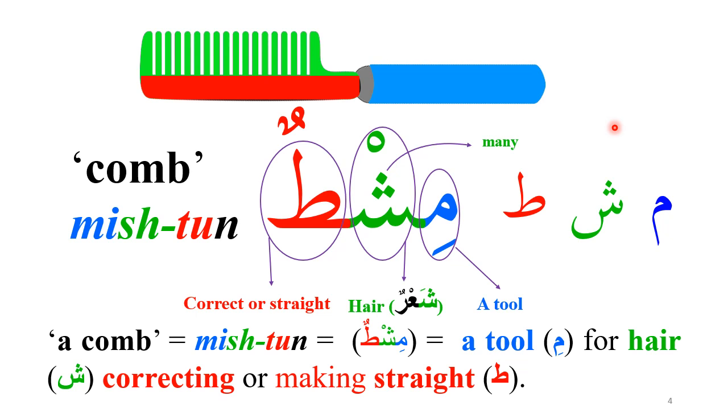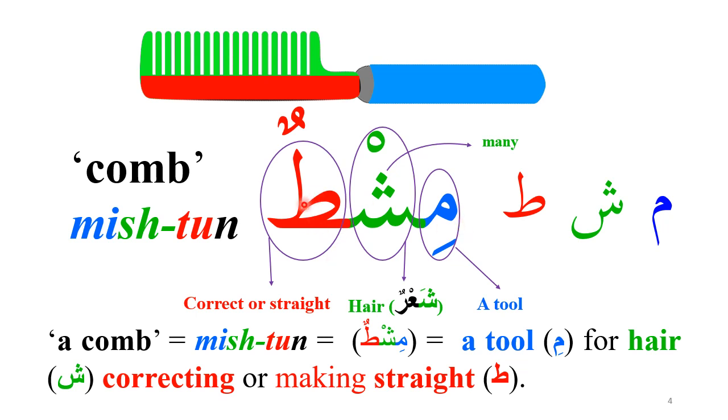Now, mish-tun means a comb. So we already know that meme, when it's the first letter with the kasra, means a tool. But here, notice meme is part of the root letters, not a separate letter, but it's still the same. So mish-tun means comb, and here mi means tool, and shin means sha'run or the hair, and twa means straight. So it's a tool for hair straightening or correcting.